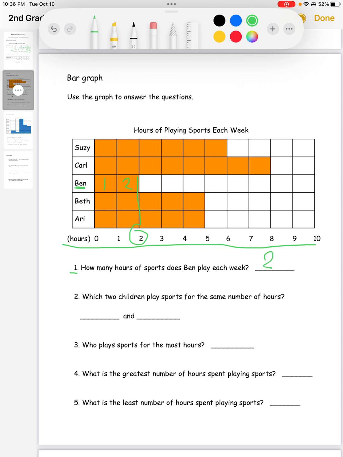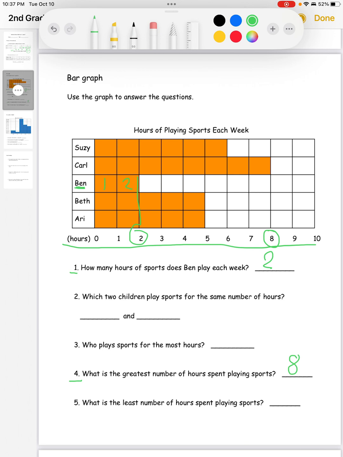And let's answer question number 4. What is the greatest number of hours spent playing sports? So we could see who has the greatest number of hours by just looking which one is the greatest number. So we could see that 8 is the greatest, and that is Carl. So we will just write down 8.